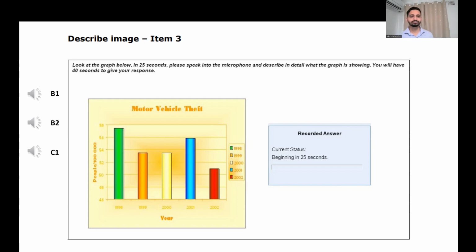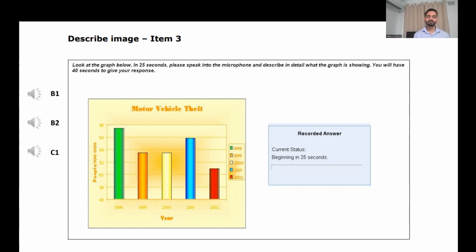In 1998, there are about 57 people in 100,000 people lost their motor vehicles. In 1999, numbers declined by 5 people and kept the same in 2000. In 2001, number increased by 4. In 2002, there is only 51 people lost their motor vehicle in 100,000 people.